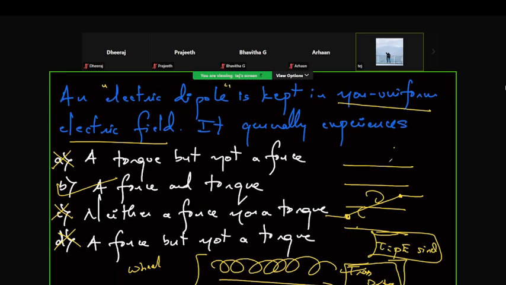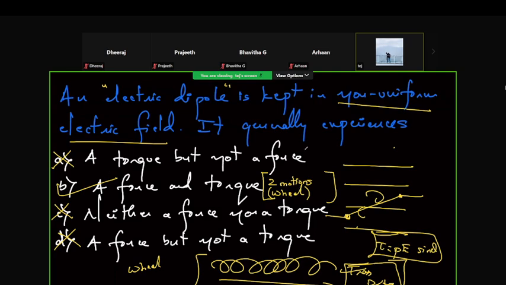Dipole placed in non-uniform electric field experiences force and torque. Right? Two motions. Example: wheel. What happens to the wheel? It moves forward and it is rotating.